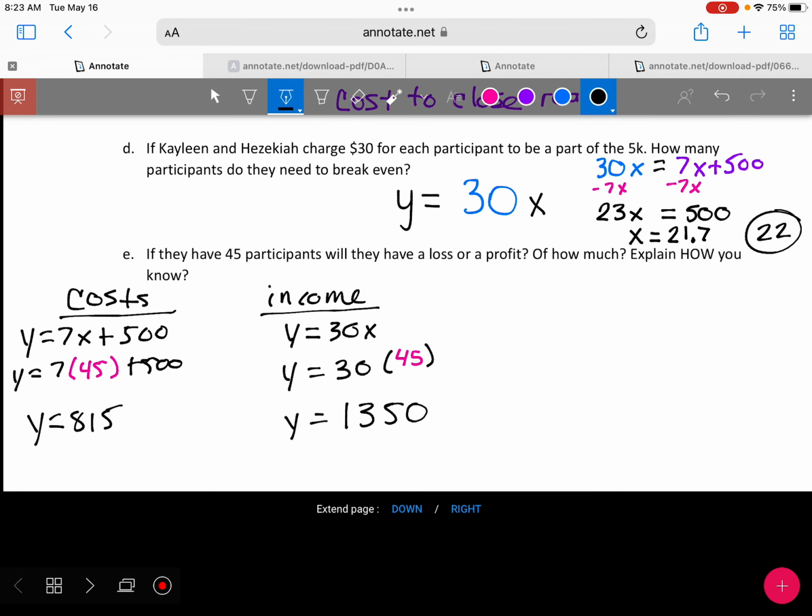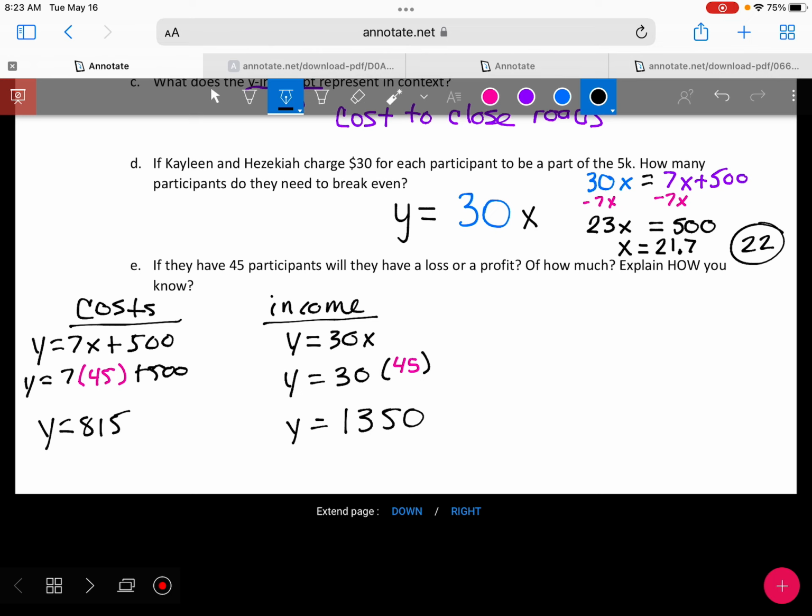So, if they have 45 participants, are they going to operate at a loss or at a profit? Are they going to make money or lose money? Go ahead, Andrew. We're making money. They're going to make money. So they're operating at a profit. How much money are they going to make? Go ahead, Ingrid. $535.